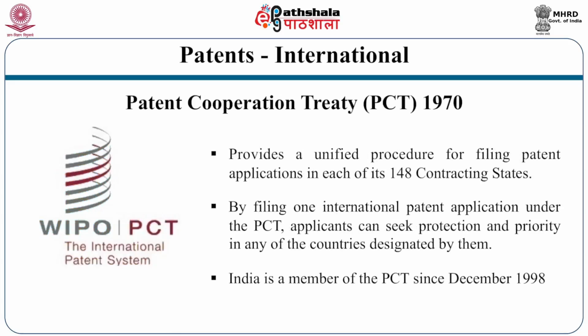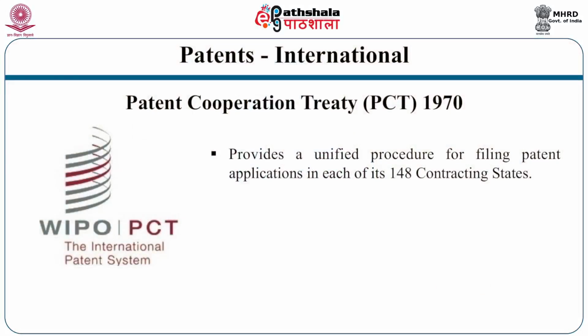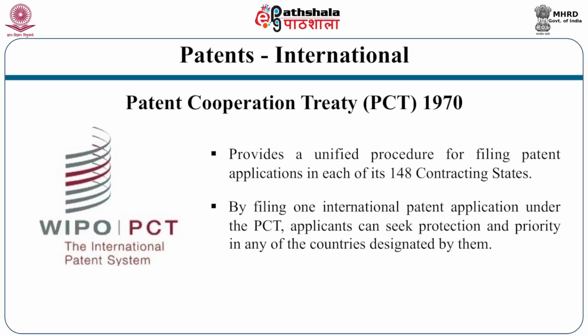Now let us consider the Patent Cooperation Treaty 1970. Actually, we are talking about patents, which are country specific. You file in the National Patent Office for your patent. But if we want to get patent protection in different countries, we will have to file in different countries, which means an enormous amount of time and expenditure. So, the Patent Cooperation Treaty provides a unified procedure for filing patent applications in each one of its 148 contracting states. File one international patent application under the PCT, and you can seek protection and priority in designated countries. India is a member of the PCT from December 1998. Since patents are country specific, when you file in different countries, you have to deal with different laws.